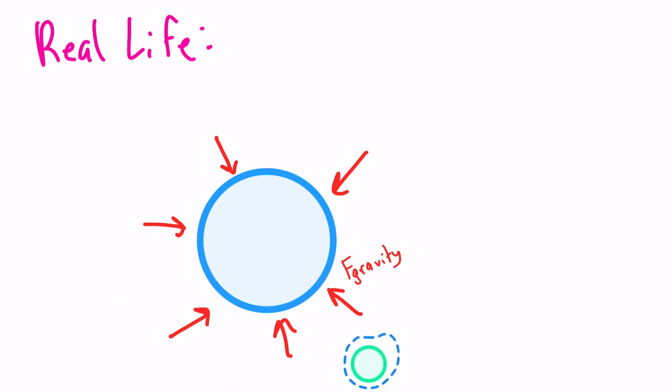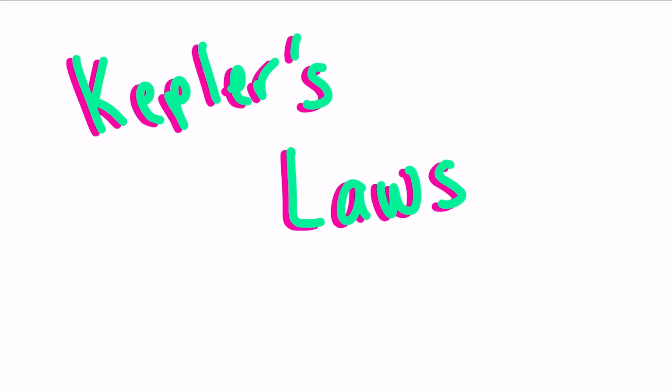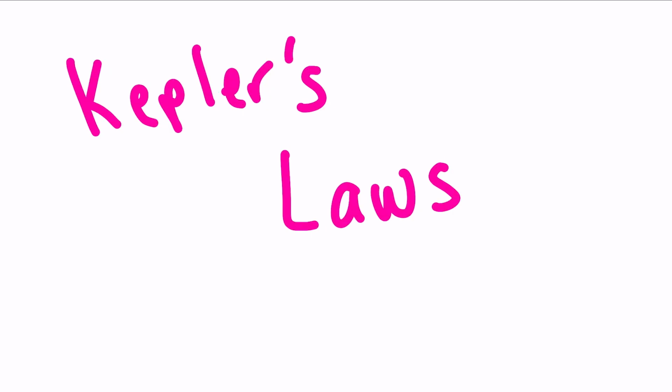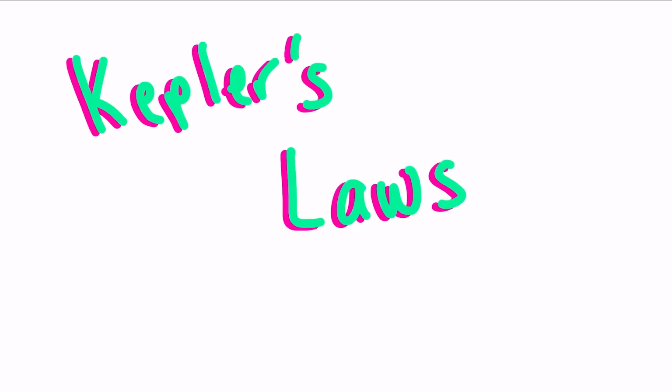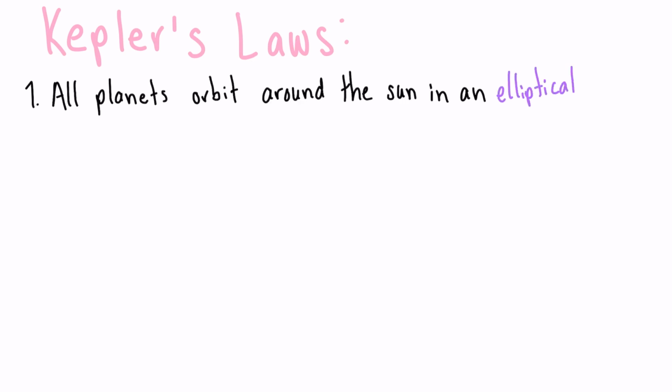In circular orbits, gravity acts as a centripetal force, meaning it's always pointing to the center of the circular orbit. In real life, however, not all orbits are perfect circles. In fact, most of them are what is known as an elliptical orbit. A set of rules called Kepler's Laws do a pretty good job of describing elliptical orbits for the planets in our solar system. The first law states pretty much exactly what we've just covered. It says that all planets move in an elliptical orbit with the sun at one focus.